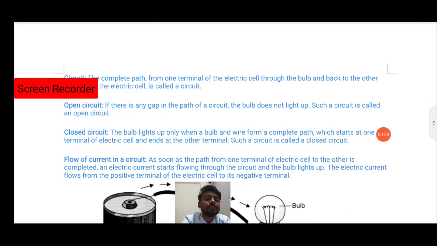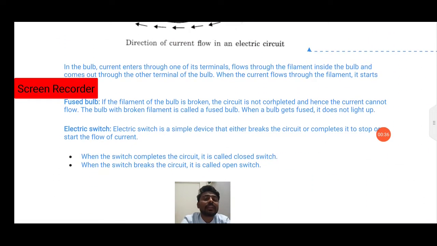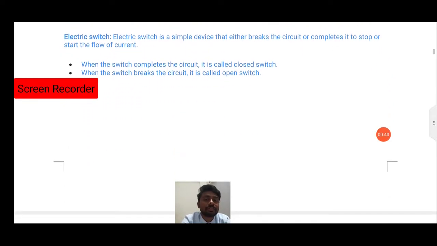Today I will start the electric switch. An electric switch is a simple device that either breaks the circuit or completes it to stop or start the flow of current.